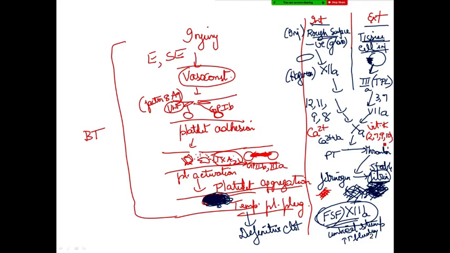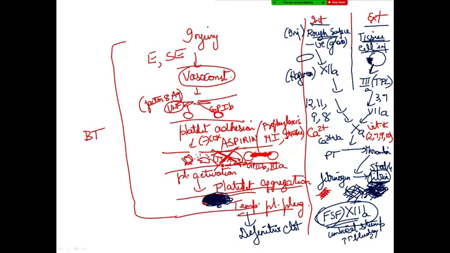Now, give me a drug which inhibits thromboxane A2. Aspirin. And where do we use aspirin? It inhibits the cyclooxygenase enzyme, thereby it inhibits thromboxane A2. So it is used as a prophylactic drug to prevent a clot or minimize the risk in patients with myocardial infarction or an ischemic stroke. So that's the use of aspirin.